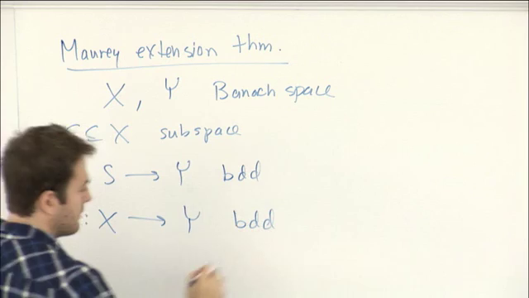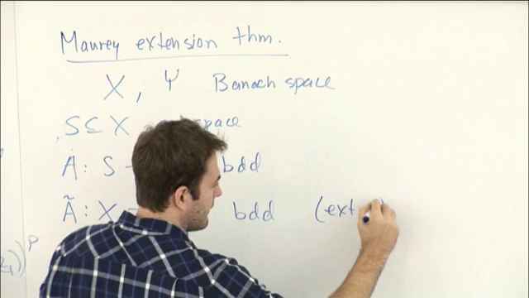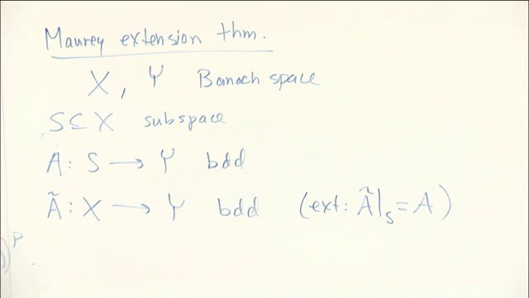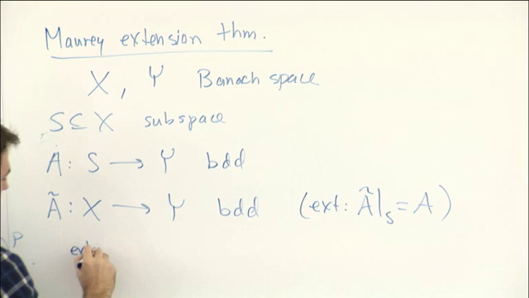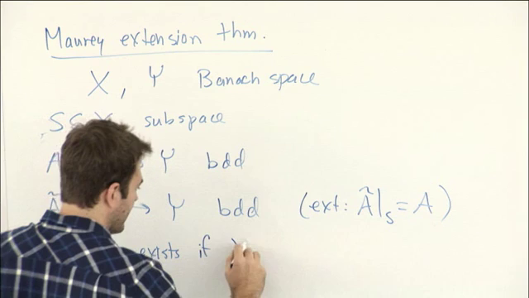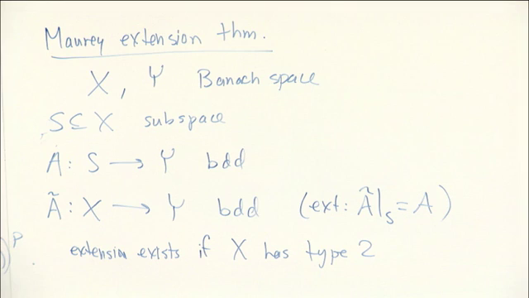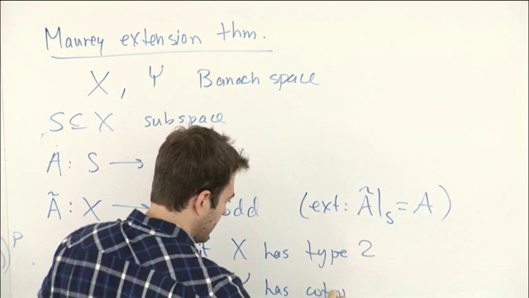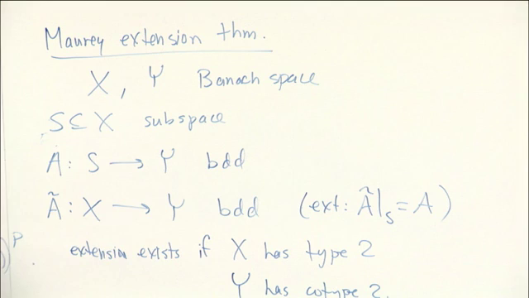It's an extension in the sense that if I restrict the new map to the subspace, then it's equal to the old map. So you can ask when such extensions exist, and Maurey proved that such an extension always exists just given information about how random walks behave in X and Y. If X has type 2, so if X satisfies an inequality like this, and Y has cotype 2, then for any bounded linear operator, this extension always exists. And this kind of extension is a very powerful thing that you can do a lot with.